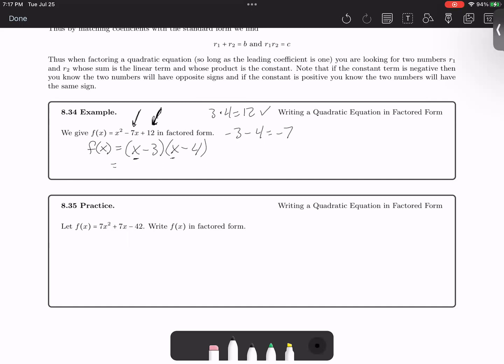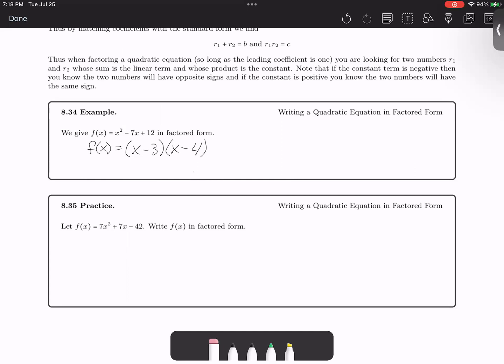X times x gives me x squared. X times minus 4 gives me minus 4x. Minus 3 times x gives me minus 3x. And minus 3 times minus 4 gives me plus 12. And those middle terms combine to give me that minus 7 that I'm looking for. So this is a good factorization.